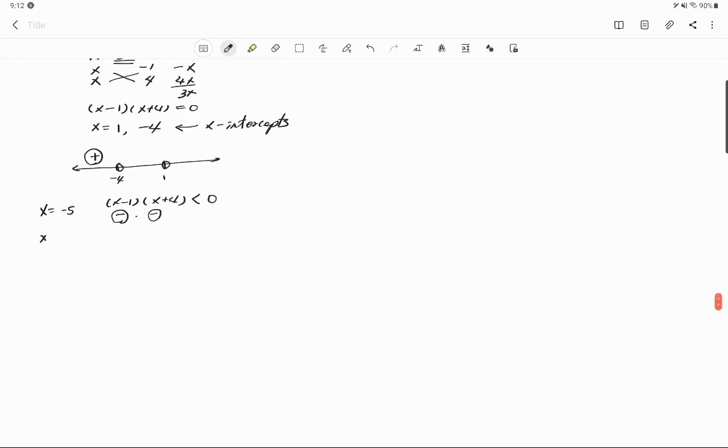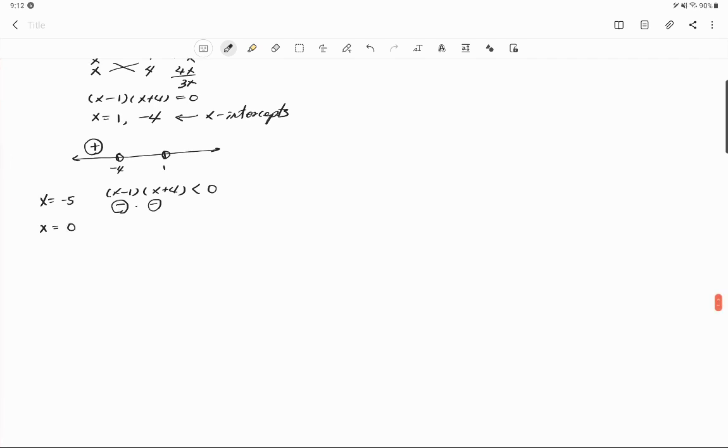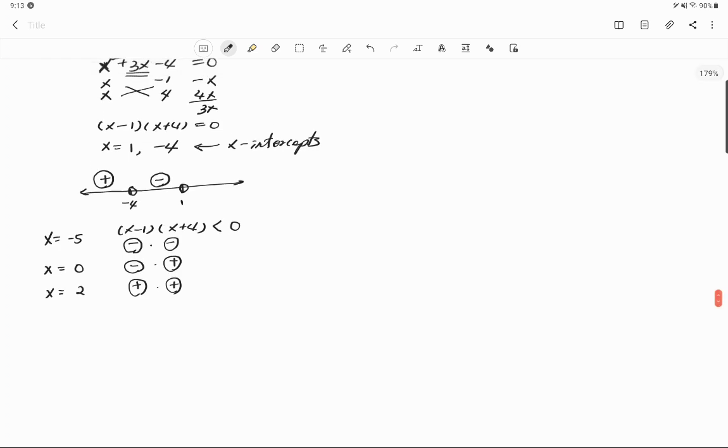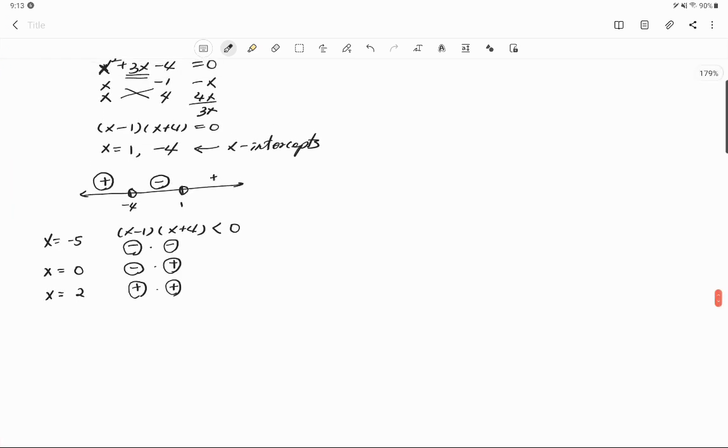How about x between -4 and 1? Let's try 0. Once you plug in 0, the first factor is negative. For x plus 4, 0 plus 4 is positive. Then the product is negative. Let's try one more. If x is greater than 1, let's try 2. Then 2 minus 1 is positive, and 2 plus 4 is positive. So multiplying these two signs will be positive.